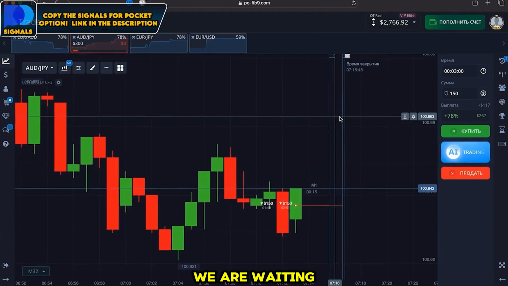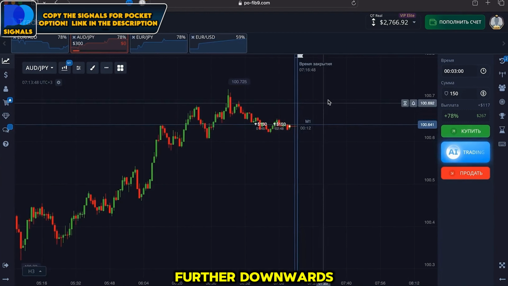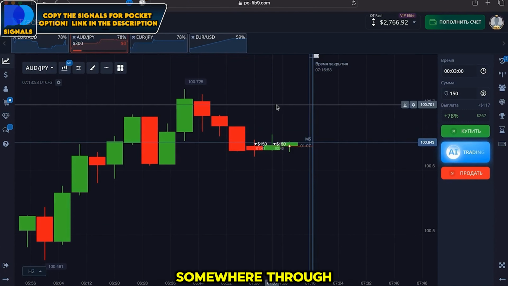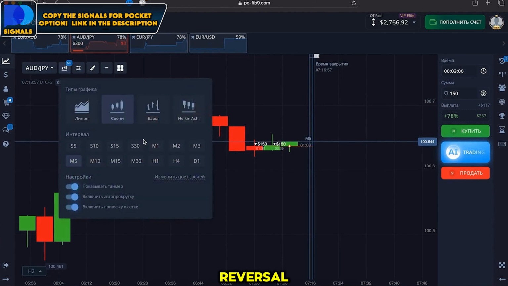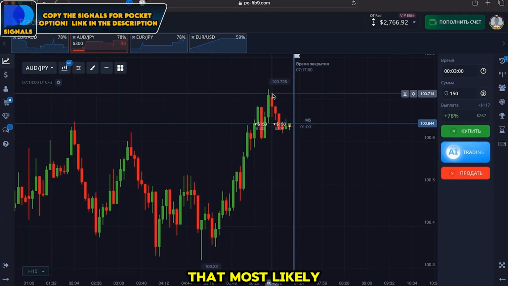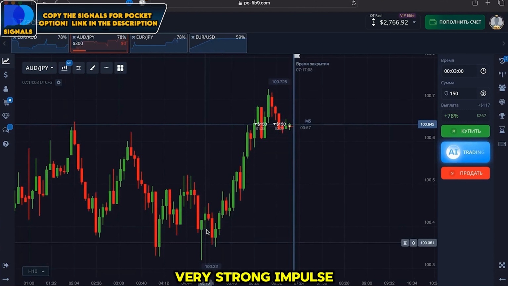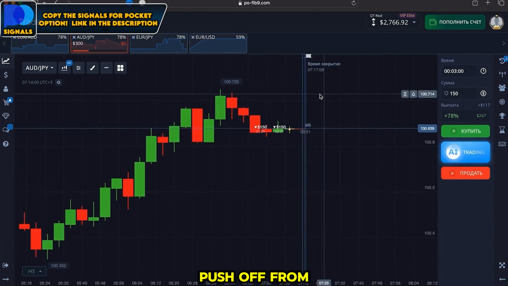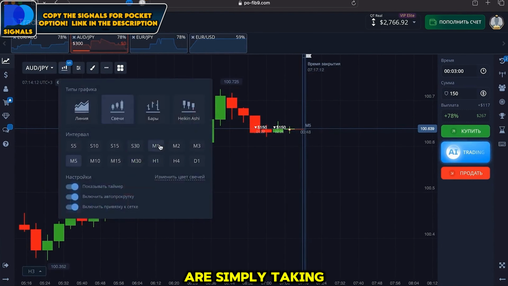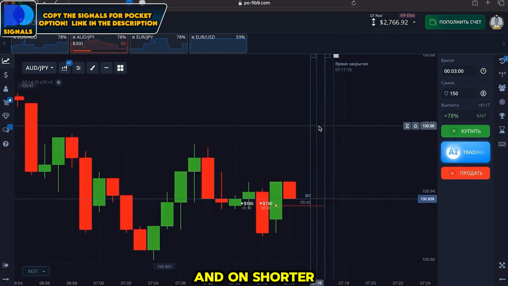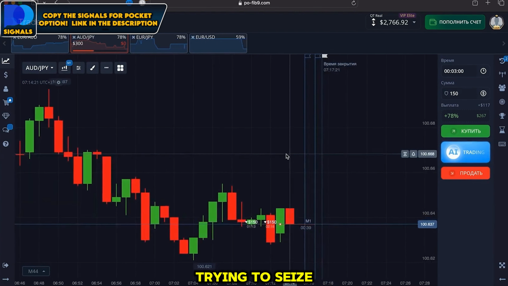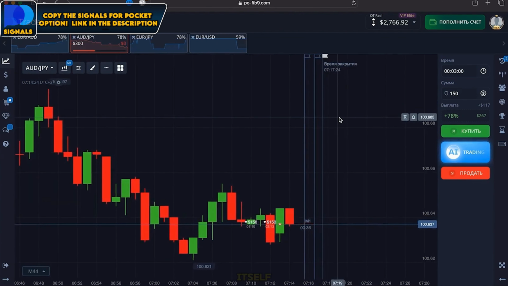So for now we are waiting for our trend to build further downwards. And already, most likely, a little bit later, somewhere through, well, probably even through these 2 transactions, we will most likely take a reversal. Because here we have a downward trend that most likely will simply not be built. A very strong impulse trend has been built here. An upward trend has been built, so we will push off from it to the upside. Therefore now we are simply taking minute deals, and on shorter ones we are taking that very hole that she created for herself here. We are trying to seize the moment when the trend is slowly reversing itself.